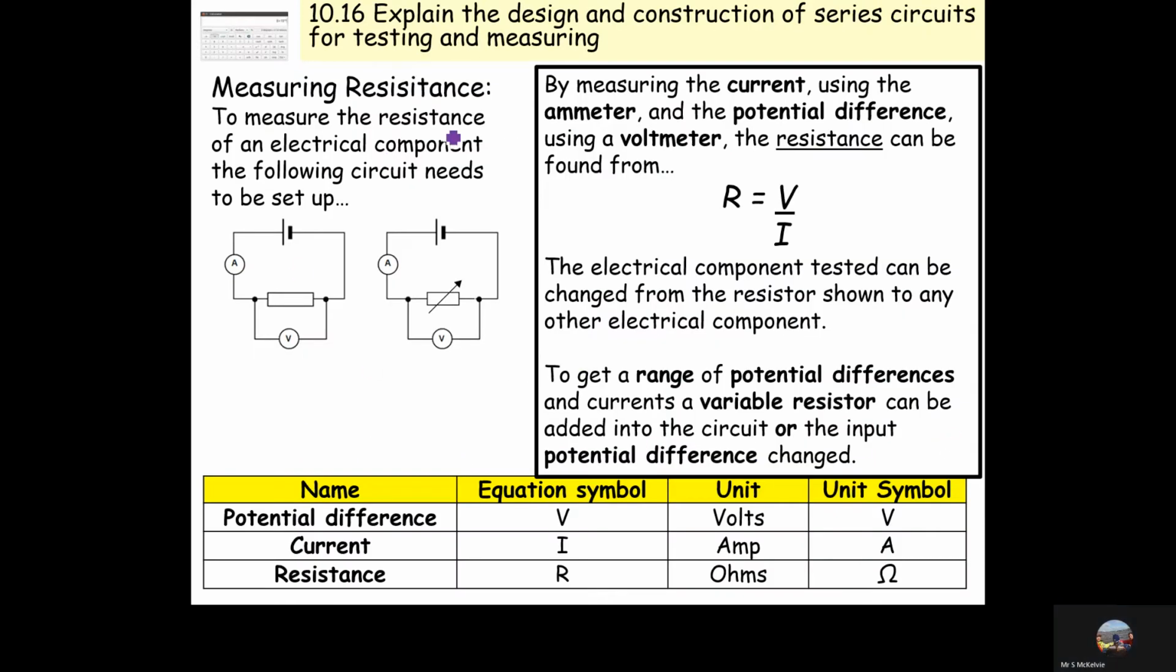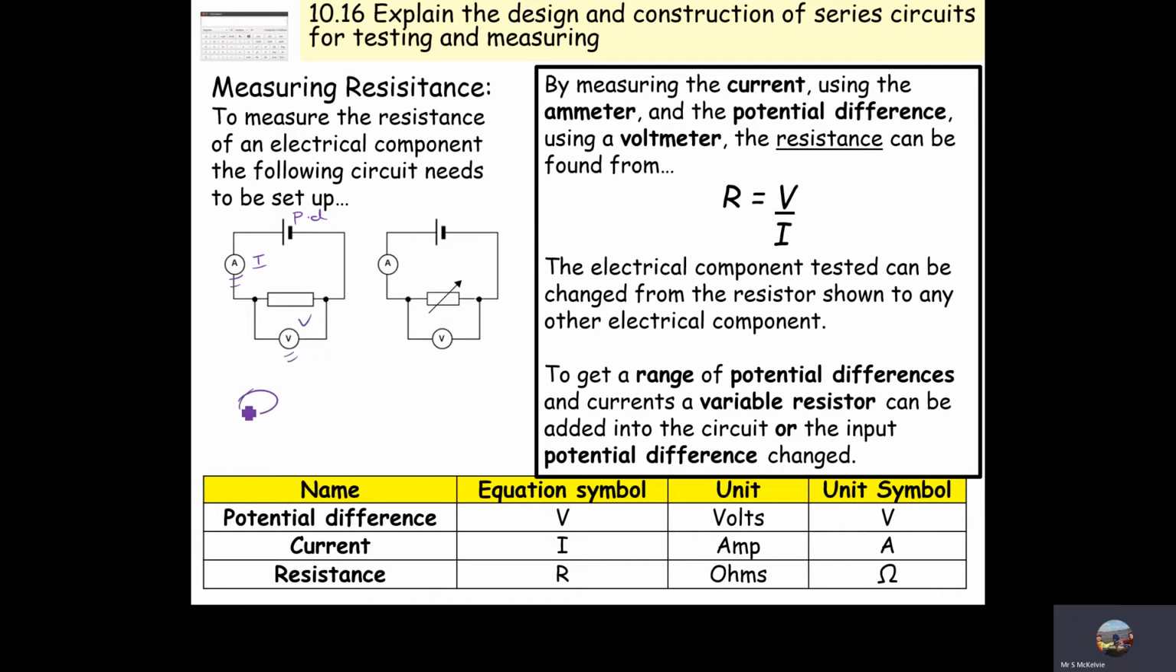Right, so measuring resistance. Hopefully you'll have done, or you will be doing, an experiment to measure the resistance of electrical components. All that means is you're going to have a source of potential difference. You're going to have an ammeter to measure the current, and a voltmeter to measure the voltage across the component you're looking at. When we have our ammeter set up in series, that will measure the current, the intensity, and when we have a voltmeter set up in parallel, that will measure the voltage.